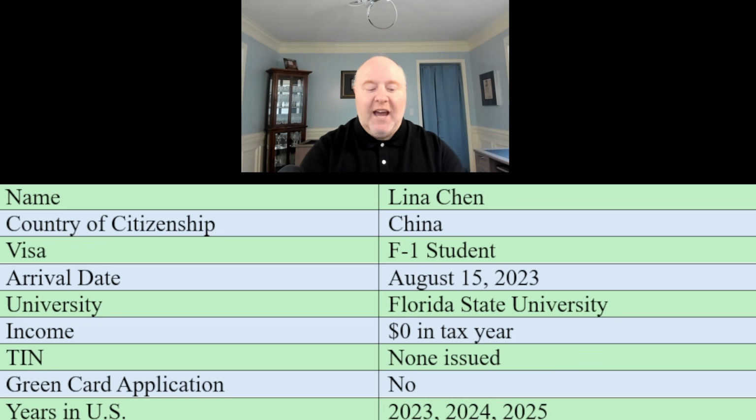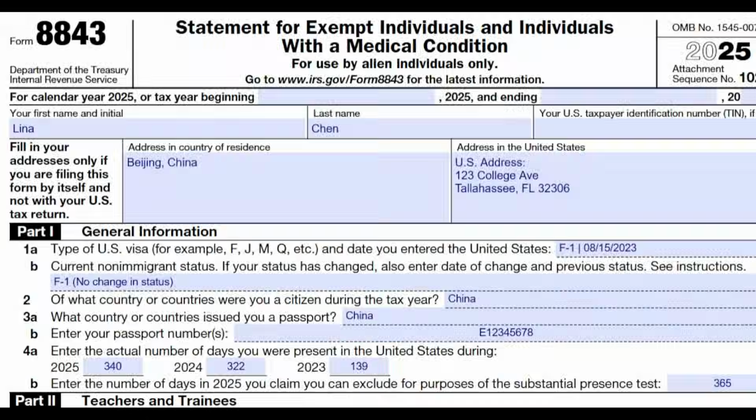And like I said, I separated this into parts to make it a little bit more manageable as we go through each of these different components of it. All right, so let's go take a look at the first part of our 8843. All right, so we're now looking at part 1 of our 8843.